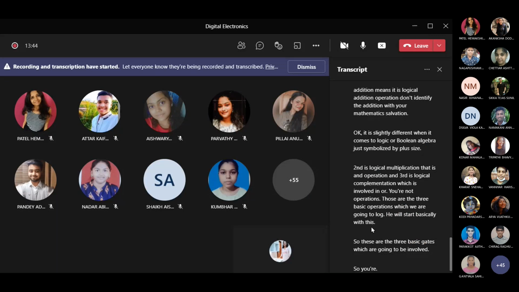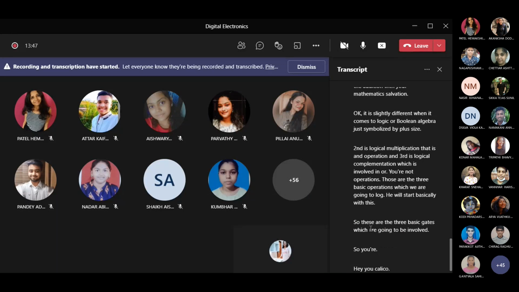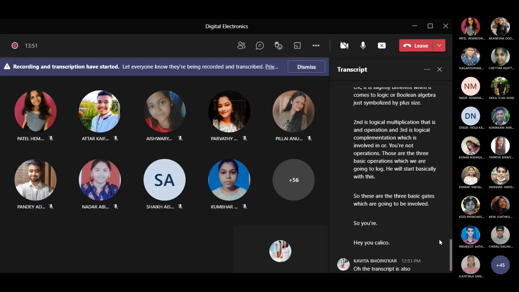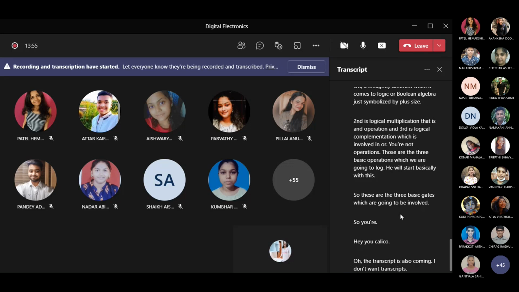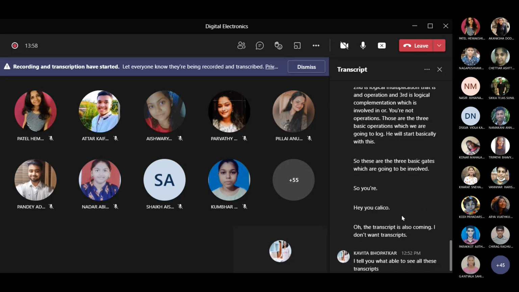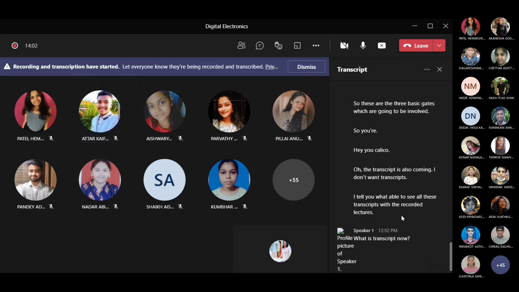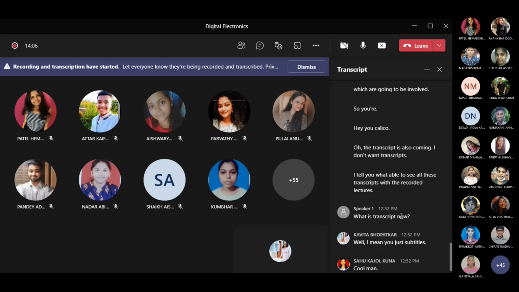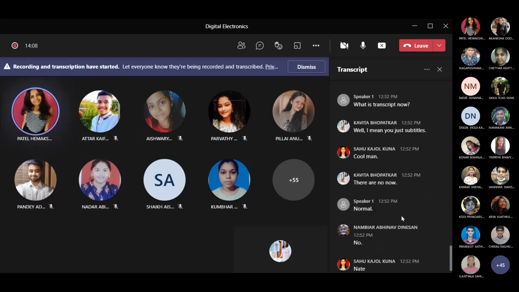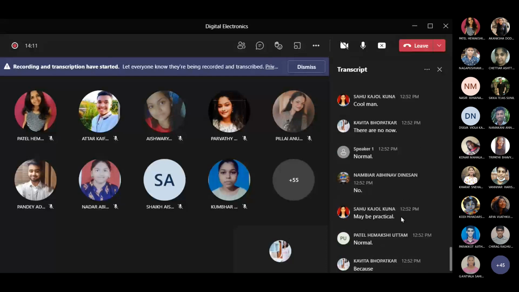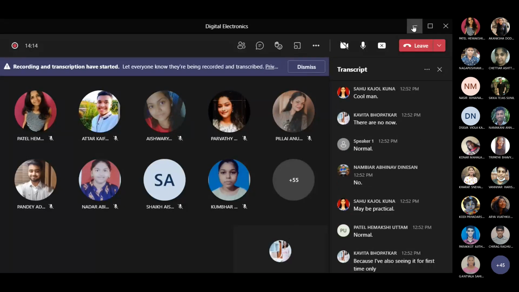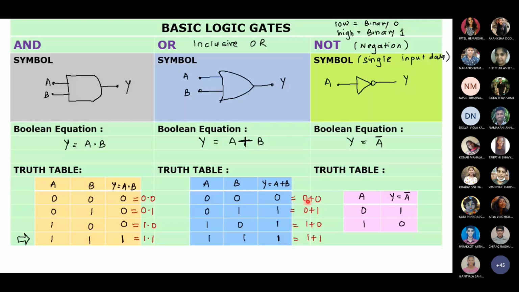What is written here? Oh, the transcript is also coming. I don't want transcripts. Acha, you are able to see these transcripts with the recorded lectures? What is a transcript, ma'am? Like the subtitles that are appearing, right? No, ma'am, it's not visible. Because I am also seeing it for the first time. Anyway. It would be in the developing state.